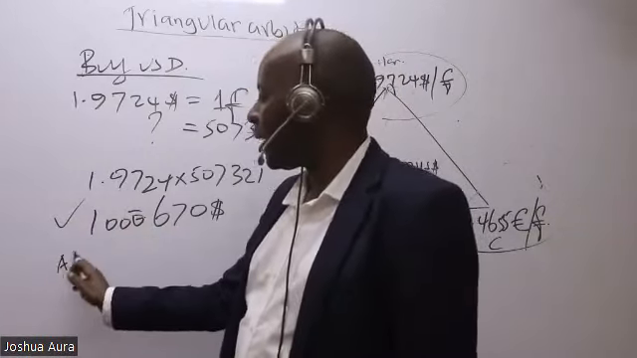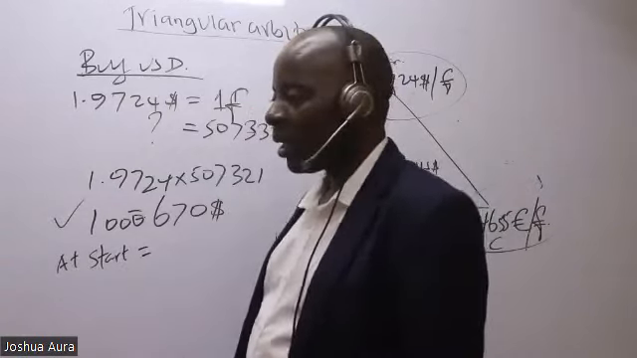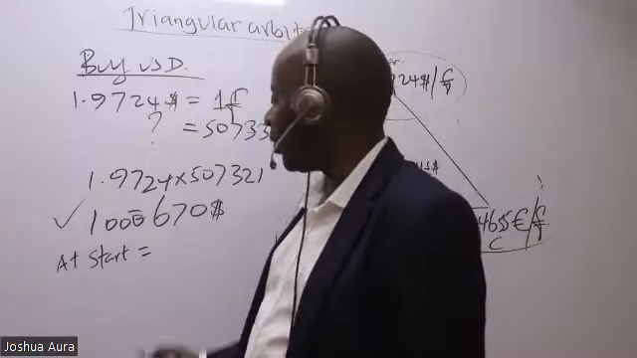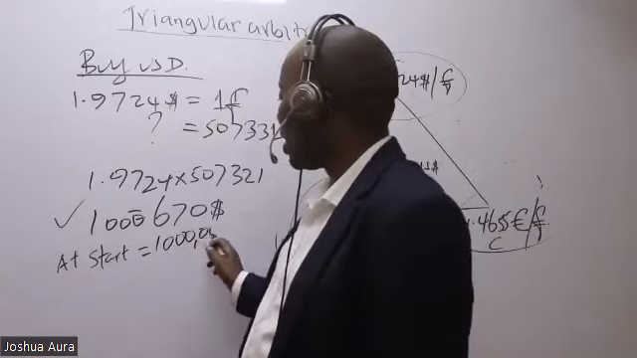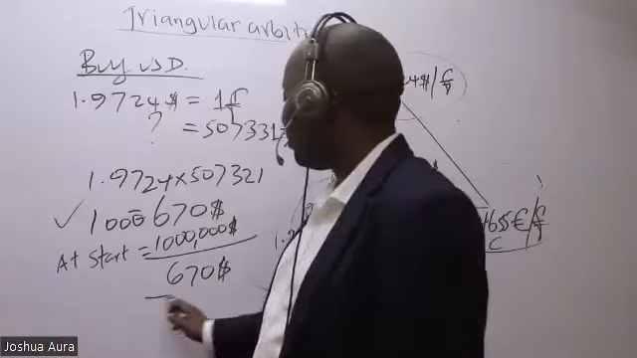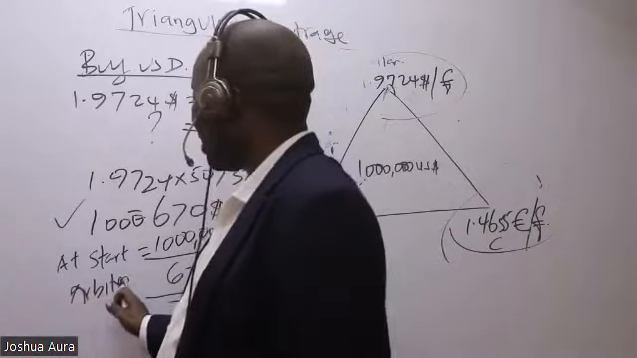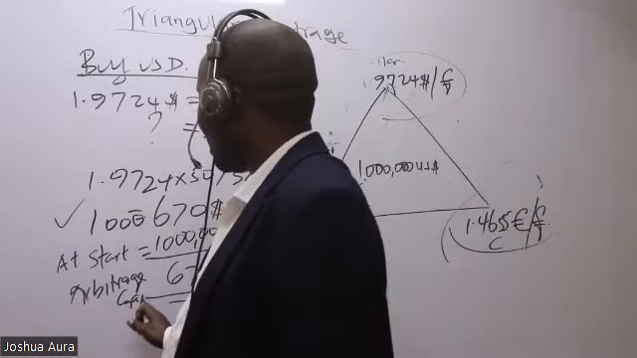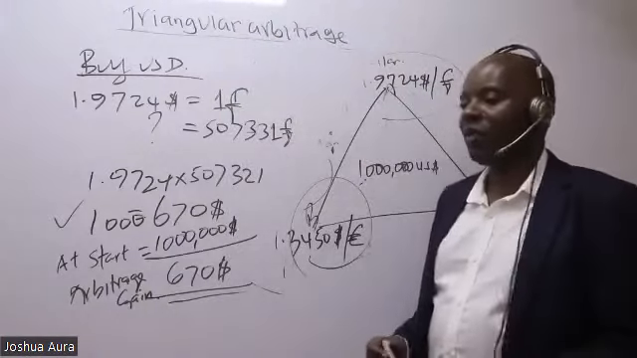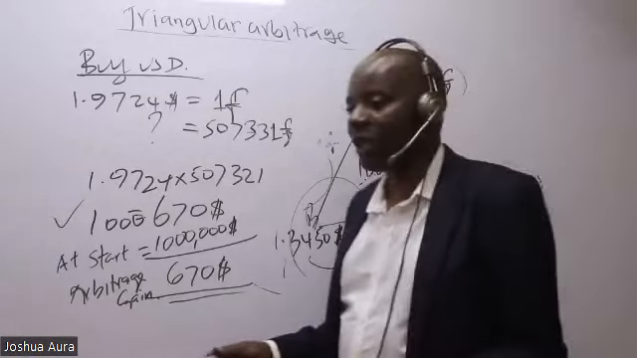And remember, when we started the business, we had how many dollars in total? At start, we had $1 million. So are you able to see the arbitrage gain? Arbitrage gain will be 670. So this will give you about 67,000 or 75,000.